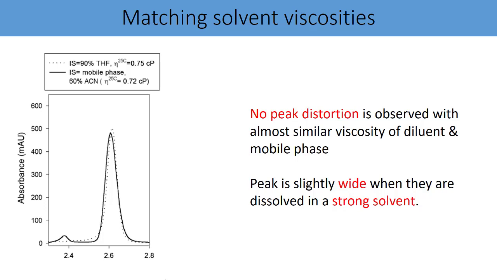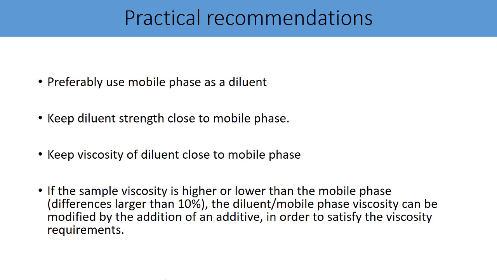The important points that we must consider: preferably use mobile phase as a diluent. In case you are not able to use mobile phase as your diluent, keep diluent strength close to mobile phase or, if possible, a little less than the mobile phase strength. Keep viscosity of diluent close to viscosity of the mobile phase. Finally, if the sample viscosity is higher or lower than the mobile phase viscosity, you must try to maintain the difference of not more than 10%.